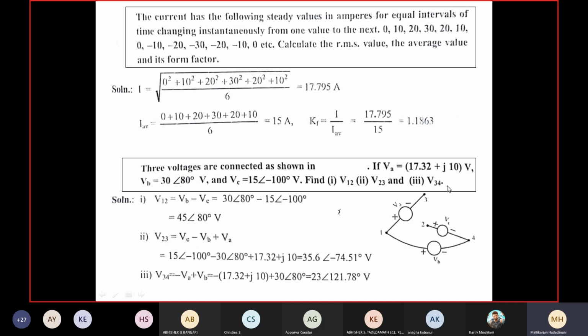Similarly, 3 to 4. You have to identify. From 4, take a journey towards 3. Potential of point 3 with respect to point or node number 4. Where is 3 and 4? You can just check. 3 is here, 4 is here. So you should take a journey from 4 like this, go to 1 and from 1 back to 3.